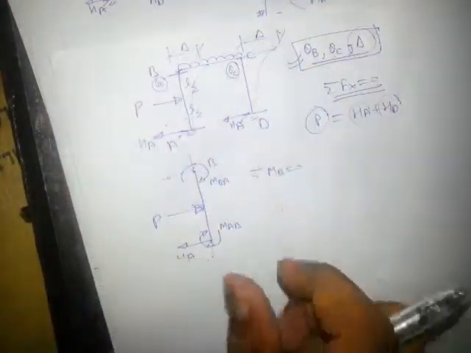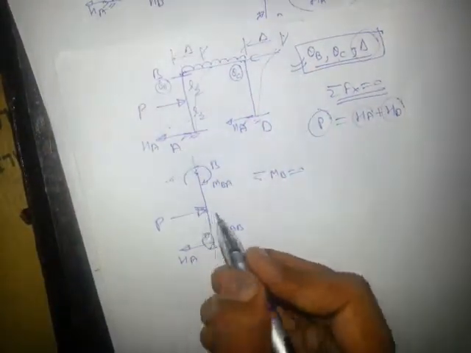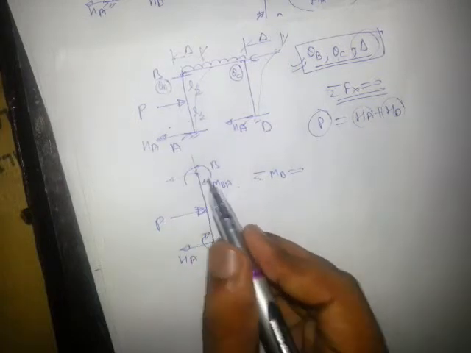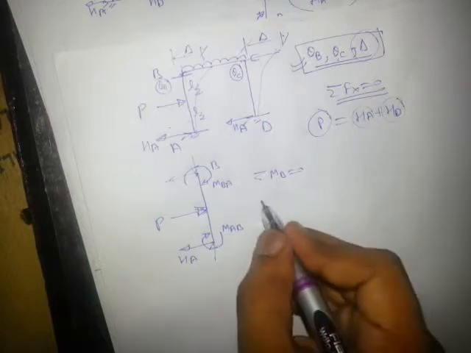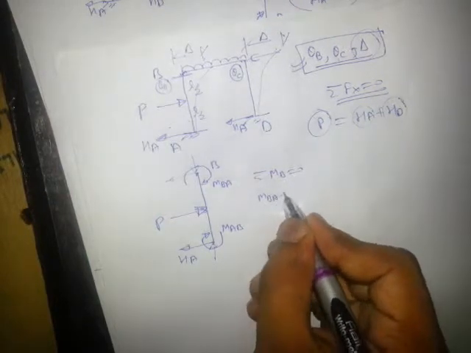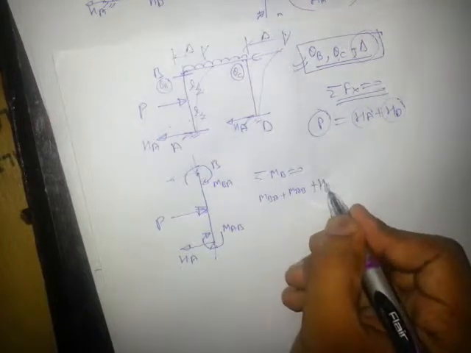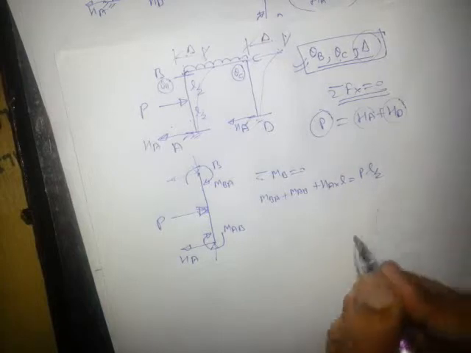Now in slope deflection, we will analyze the entire equilibrium, right? So now you will write summation MB equal to 0, meaning clock equal to anti-clock. So clock is MBA plus MAB, plus HA into L, equal to anti-clock, which is P into L by 2.